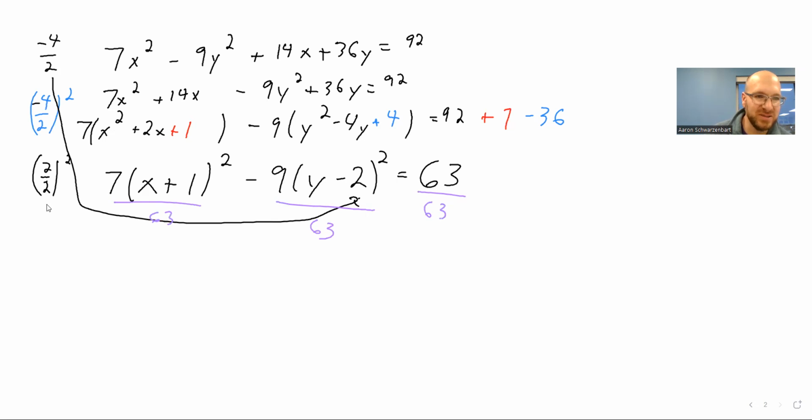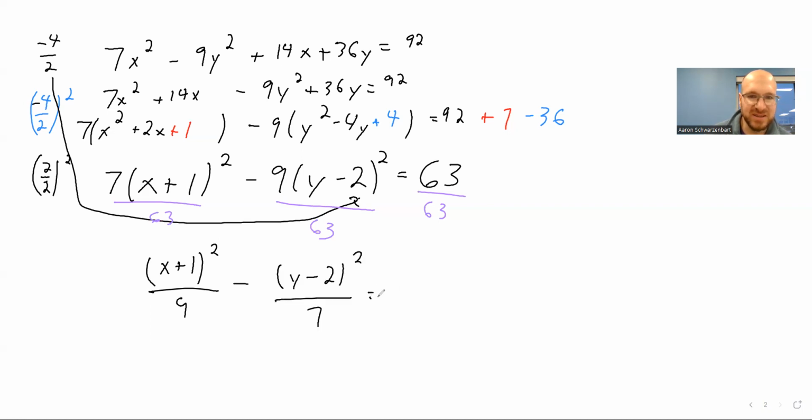And I chose 63 because it would actually reduce. Seven over 63 is 9. Nine over 63 is 7. And this looks like standard form of, and this is a hyperbola. Center here, -1, 2. A is 3, B is square root of 7.